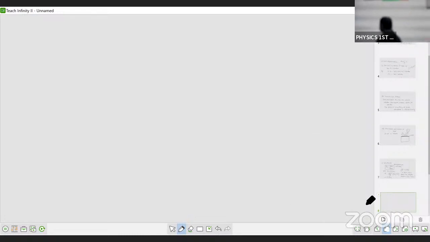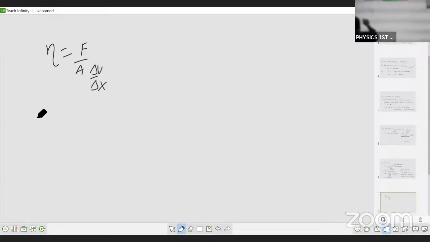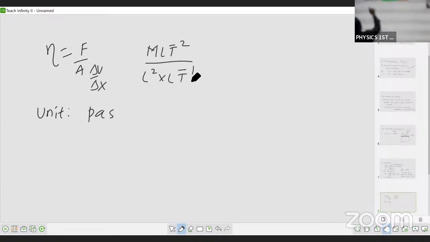This is the formula. Don't write the formula, I am writing it just for the purpose of the dimension formula. Pascal second, and CGS units means poise. Here the dimension formula: force over area times distance over velocity. Force means mass times acceleration, M L T power of minus 2. This is the force dimension formula.